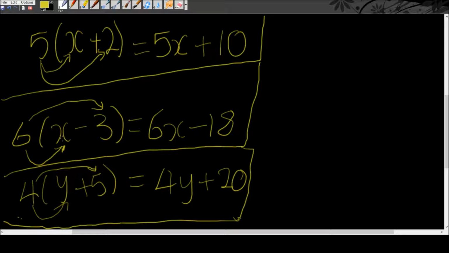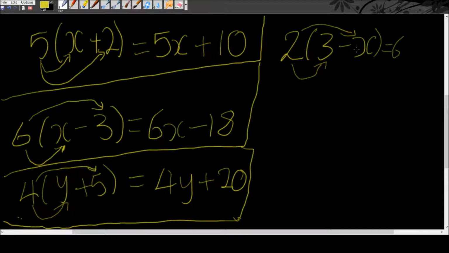Also, the x may not necessarily be at the front. Let's see an example where they put the x somewhere else. So let's have, for example, 2 brackets 3 take away x. So we do the 2 times the 3 and the 2 times the negative x. I'm going to write down what we're going to get. So 2 times the 3 is going to give us 6, and 2 times the negative x is going to give us negative 2x. So it may also look like that.